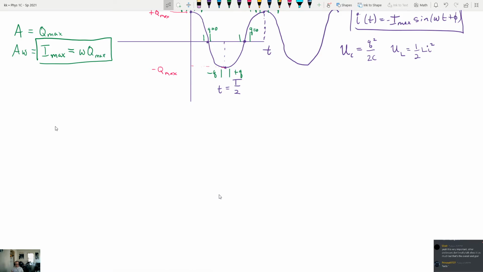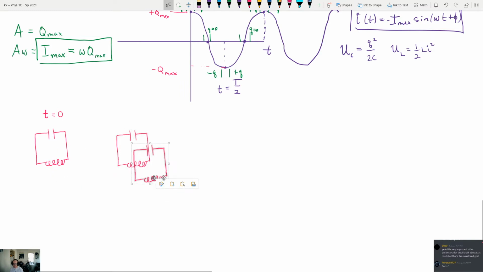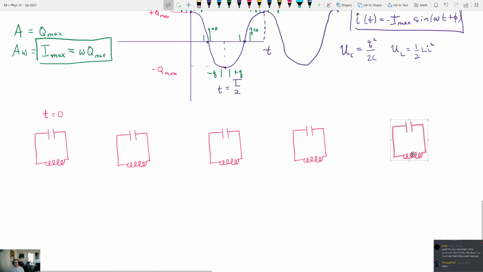So our situation to begin with, we're going to write up here t equal to 0. At t equal to 0, we have our circuit, which has a capacitor and an inductor, like that right there. And we're going to look at this circuit at different time intervals. I feel like we need 5. Okay. So we've got our capacitor and our inductor, and we're going to look at what happens in our circuit.